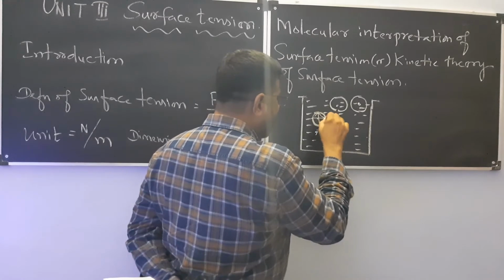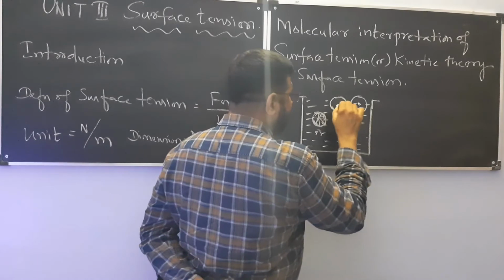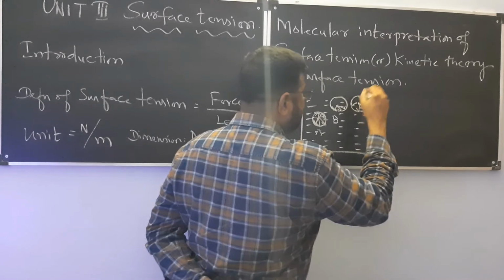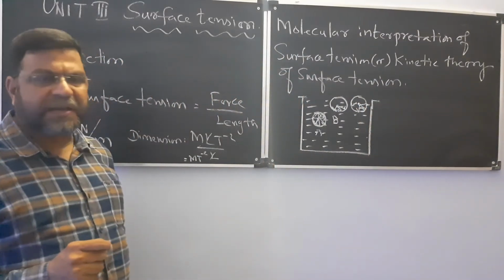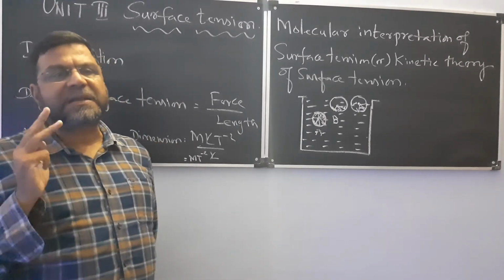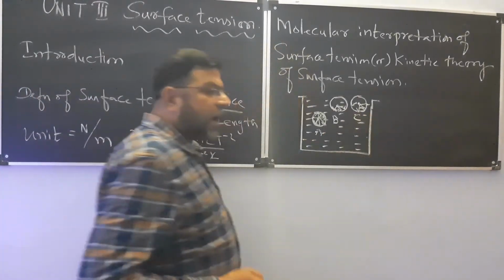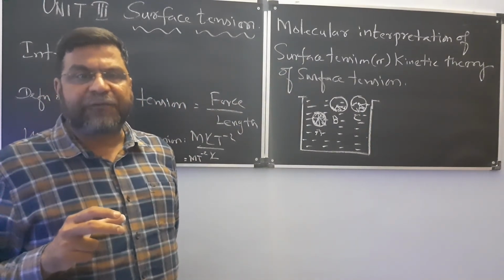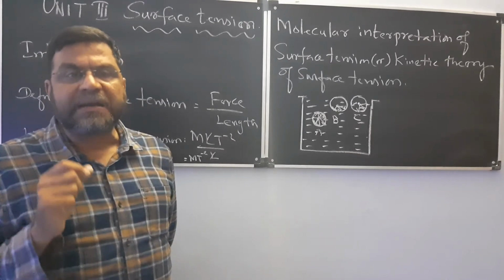Here the force of attraction is acting in all directions. Let us consider a glass beaker filled with a liquid. Now we are going to study the molecules. Let us consider 3 molecules, A, B and C. The molecule A is well inside the liquid. Therefore, the resultant or net force of attraction on the molecule A is 0.